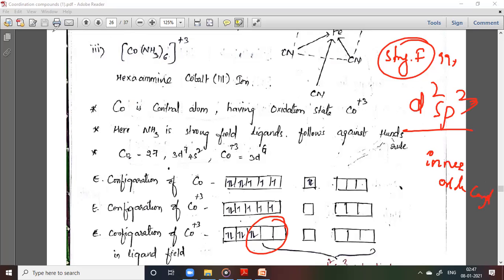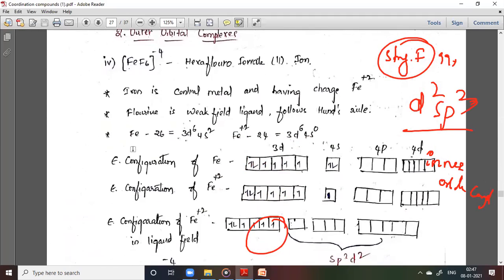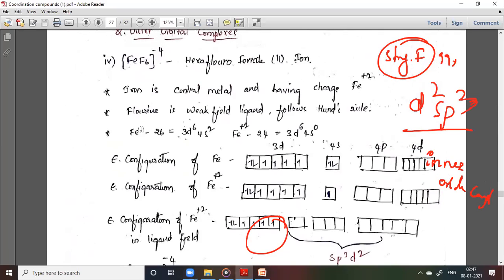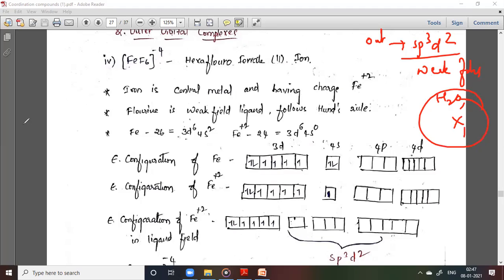Now let us see some another continuation of some another example. Let us take the outer orbital complexes. Outer orbital complexes కూడా చూడండి. So just now only I told you that outer orbital complex అంటే ఏంది నాన్న, sp3d2. ఇది ఎప్పుడు వస్తుంది అంటే ఇన్ కేస్ ఆఫ్ వీక్ ఫీల్డ్ లిగాండ్స్. వీక్ ఫీల్డ్ లిగాండ్స్ ఏముంటాయి నాన్న, దట్ ఈస్ H2O అండ్ హాలోజన్. ఇవి రెండింటికంటే మించి పెద్దగా ఏం ఉండవు.